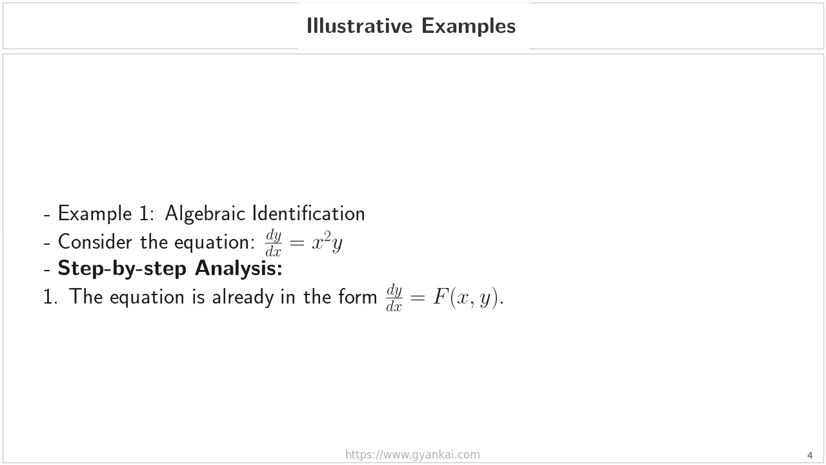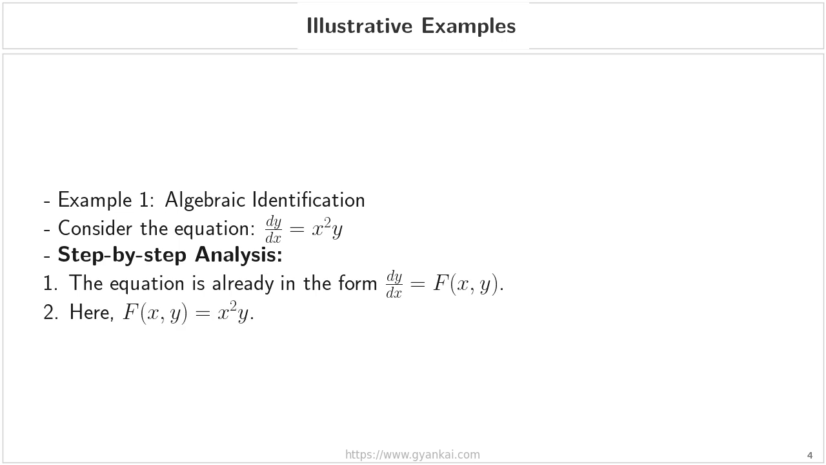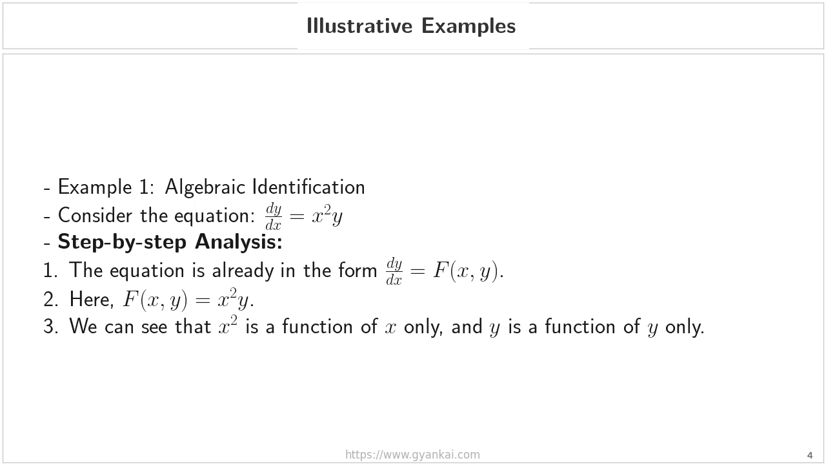First, we check if the equation is already in the standard form we discussed in the first slide, which is dy by dx equals f of x and y in this case. It is. Second, we identify our function. Here, our function, f of x and y, is simply x squared times y. Third, we look closely at the components. We can clearly see that x squared is a function that depends only on the variable x, and y is a function that depends only on the variable y.